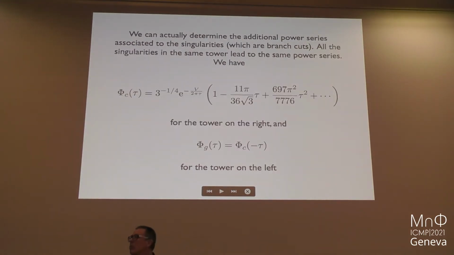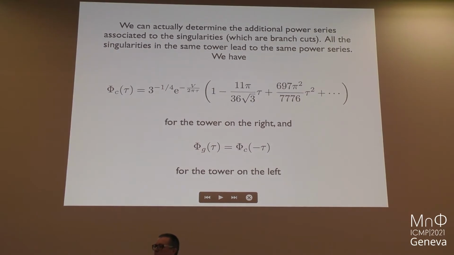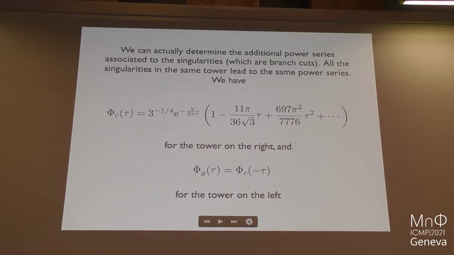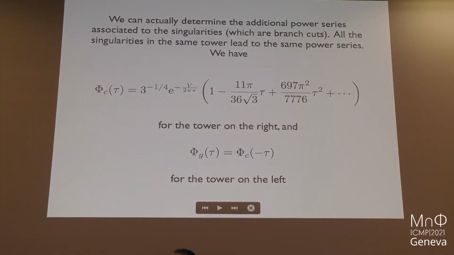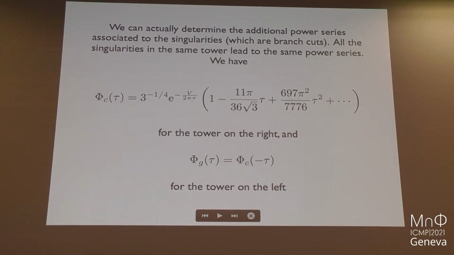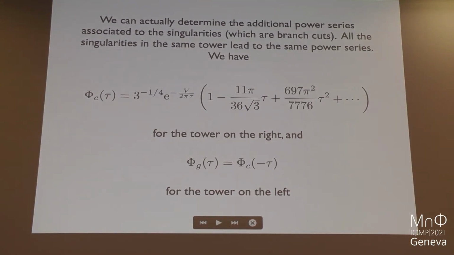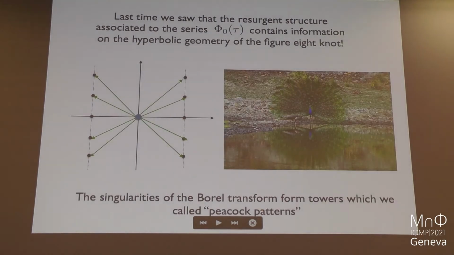Now, remember that that's just the first step, just locating the singularities. Now what you have to do is go into these singularities, look at the local expansions, and see what you find there. And in principle, you should find new power series which are not the ones that you started with. And actually, in this case, you can do it very systematically. And the first thing you find is that all the singularities in the towers lead you to the same power series. So these singularities, in a sense, give all the same information, up to a very important proviso that we'll explain later.